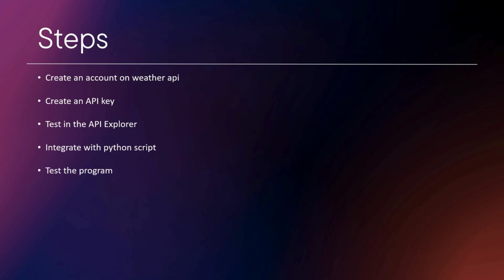So these are the steps that you need to do. First you need to create an account on Weather API, then create an API key. Then you need to test the API in the API Explorer and then integrate with the Python script. And then we can test the program. So let's begin.